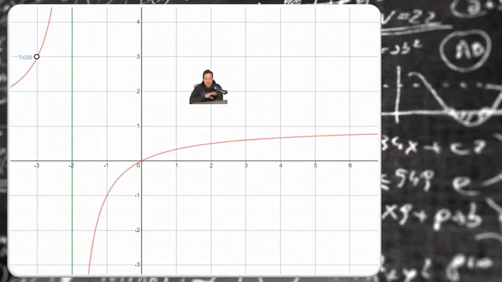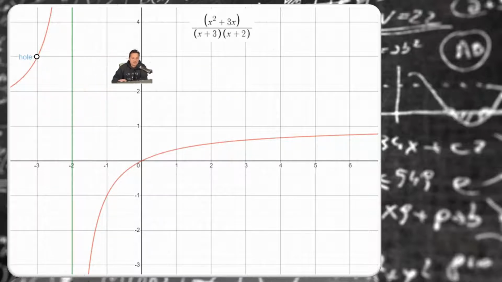the concept of a hole in a graph. Here I have a graph. Let's go over this graph a little bit. So this is one portion of the graph, and notice that over here, as you can see, is a hole. Let's go to the expression. What we have then is the following: (x squared plus 3x) divided by (x plus 3)(x plus 2). So in this one, we're just focusing on the holes.